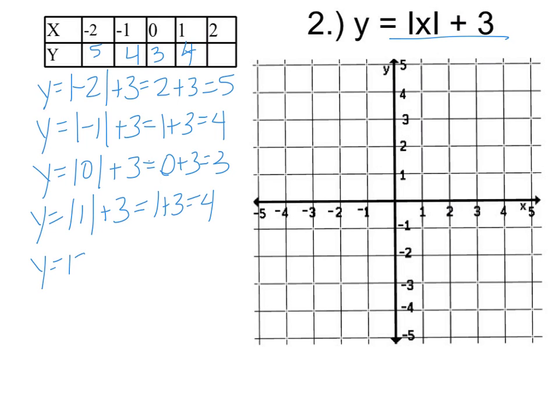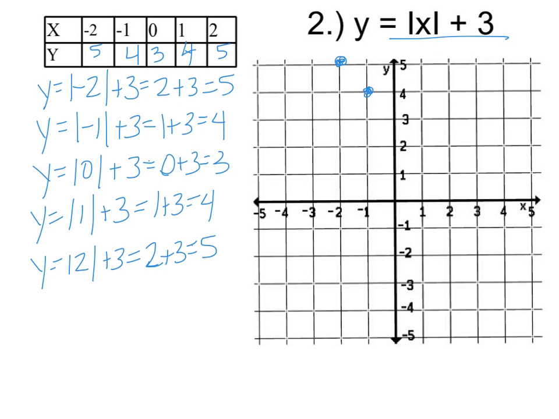The next one, y equals the absolute value of 2 plus 3. Absolute value of 2 is 2, and 2 plus 3 is 5. Okay, now we're going to plot those points. So the first one is negative 2, 5. So you go left 2, up 5, put a point. Next one is negative 1, 4. So we go left 1, up 4.